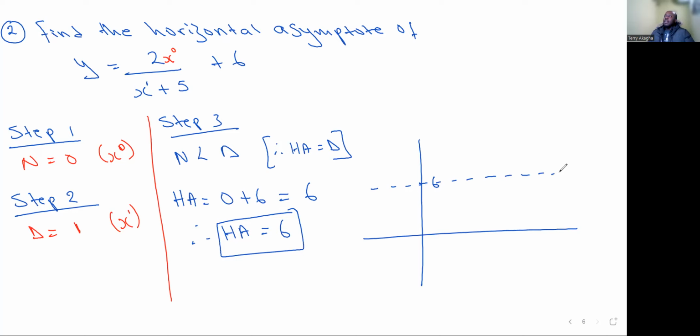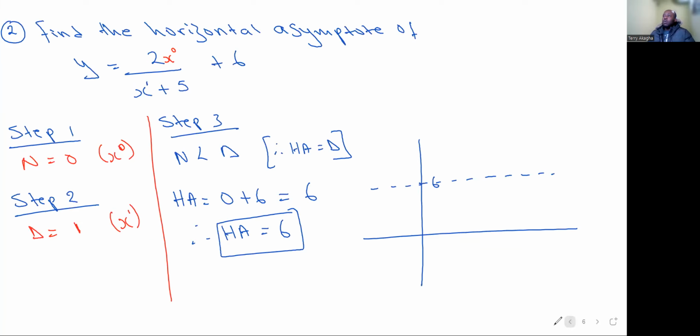All right, and that is that for that. Let me pick one more example and we'll go to the next type, which is the slant or the oblique asymptote. So let me pick one example. But remember I told you, if the numerator degree is higher than the denominator, there will be no horizontal asymptote, so don't forget that. All right, so let's pick another example, number 3.